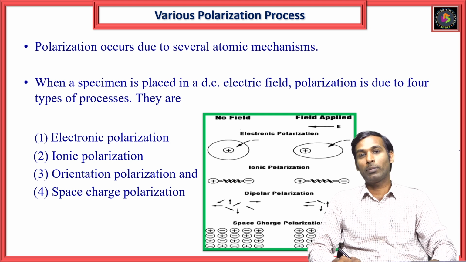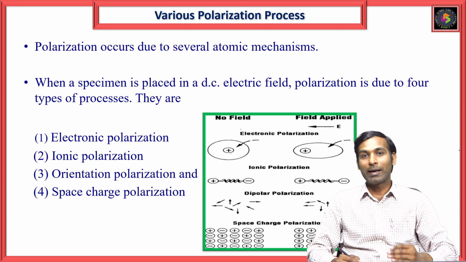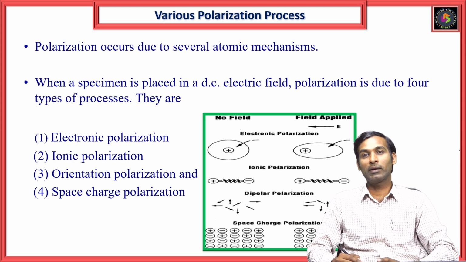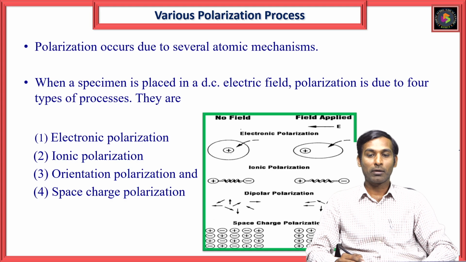Now the importance of polarization is that we calculate the polarizability, which is equal to the induced dipole moment per unit field. Here we are calculating the total polarization of a dielectric material, which is equal to the electronic polarization, ionic polarization, space charge polarization and orientation polarization. Dielectrics are non-conducting or insulating materials with a very large energy band gap. When such material is kept under an external electric field, polarization takes place. Polarization occurs due to several atomic mechanisms.